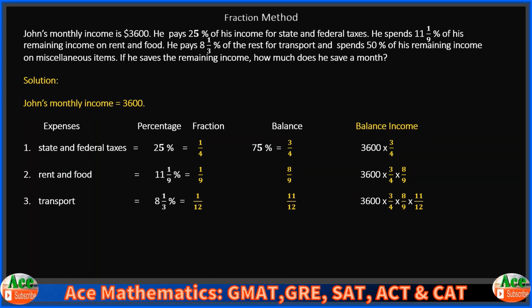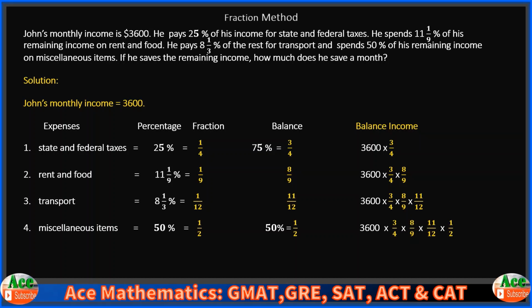3. Transport equals 8 1/3% or 1/12. After spending 1/12 of the rest of the income on transport, John has 11/12 of the rest. That is 3,600 multiplied by 3/4 multiplied by 8/9 multiplied by 11/12.